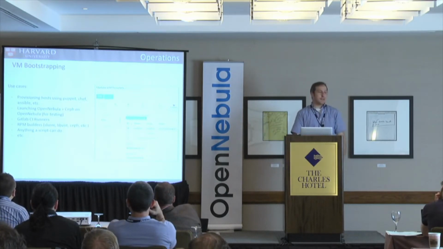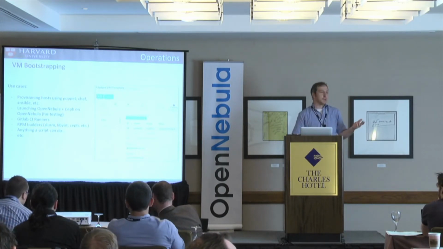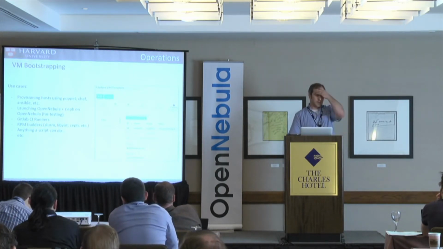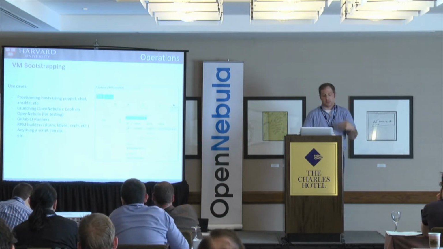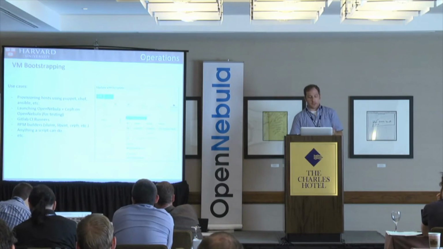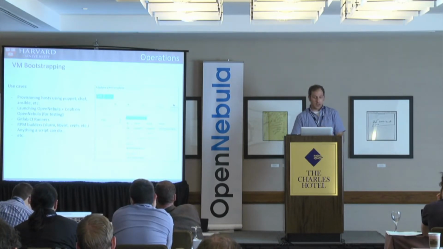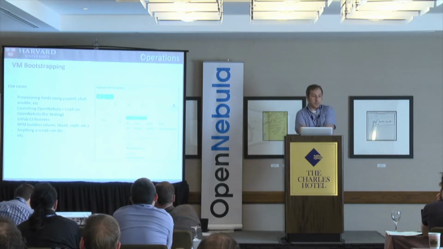Use cases, really, the last item is probably crucial here, right? Anything a script can do is the use case for this. But today, we use context scripts for all kinds of things, provisioning hosts using Puppet, Chef, Ansible. That's how we would automatically tie a node into our Puppet infrastructure. We use it to launch OpenNebula and Ceph, as I described before, inside of OpenNebula for testing.